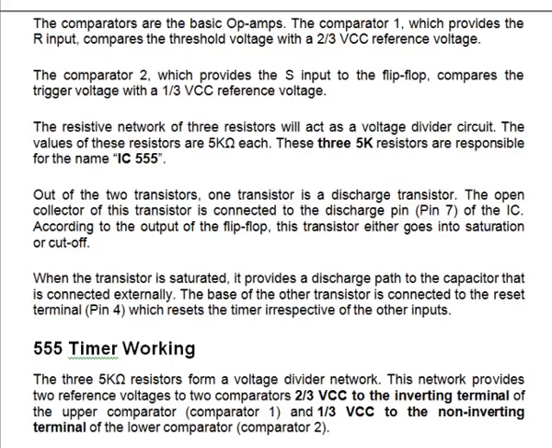The values of these resistors are 5 kilo ohm, and these three 5 kilo ohm resistors are responsible for the name IC-555.